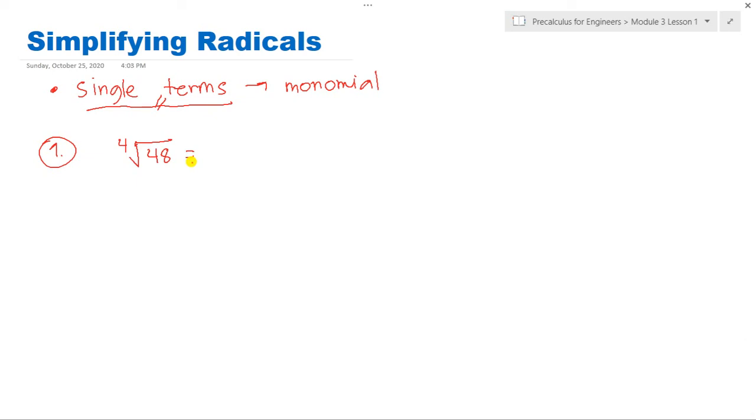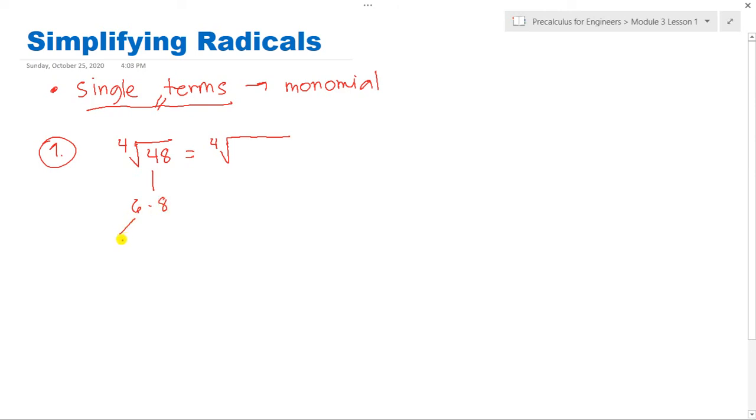So ganito para hindi mahirapan. So we convert 48 into a factor of prime numbers. So we have here the fourth root. What is the factor of 48? Diba? We all know that 48 is a product of 6 times 8.